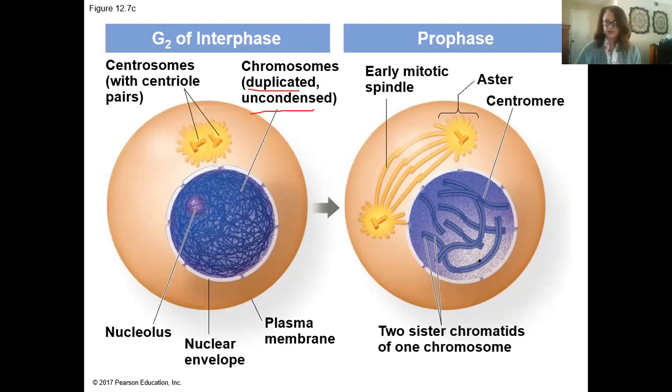Going on into prophase, we do see that they condense. Now they're visible as individual chromosomes. We see the nuclear envelope. We see that the nucleolus has disappeared. Here is where it originally was and how it's disappeared. We see the beginning of the mitotic spindle, which is emanating from these centrosomes.